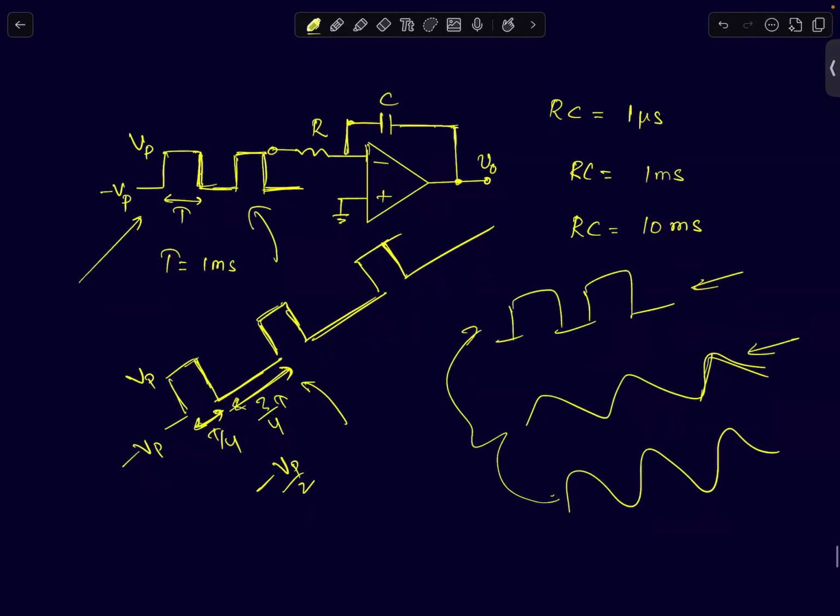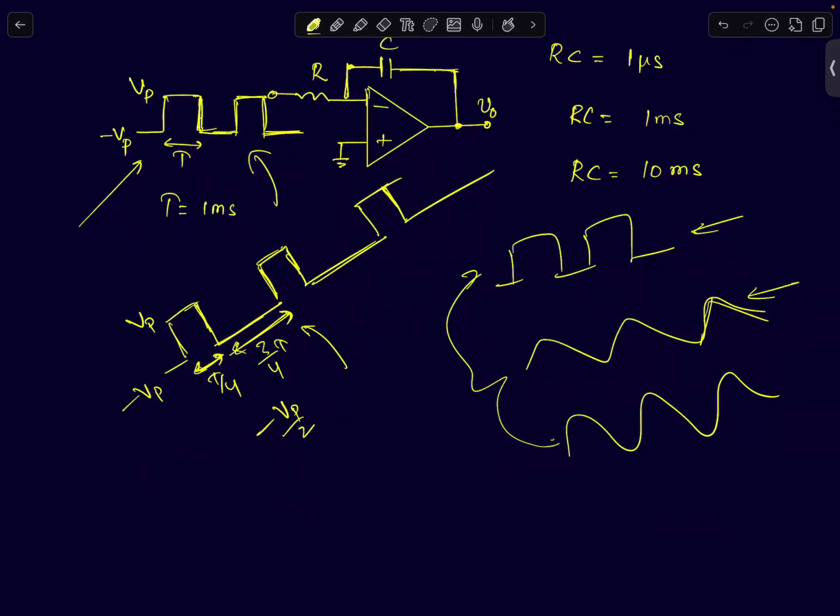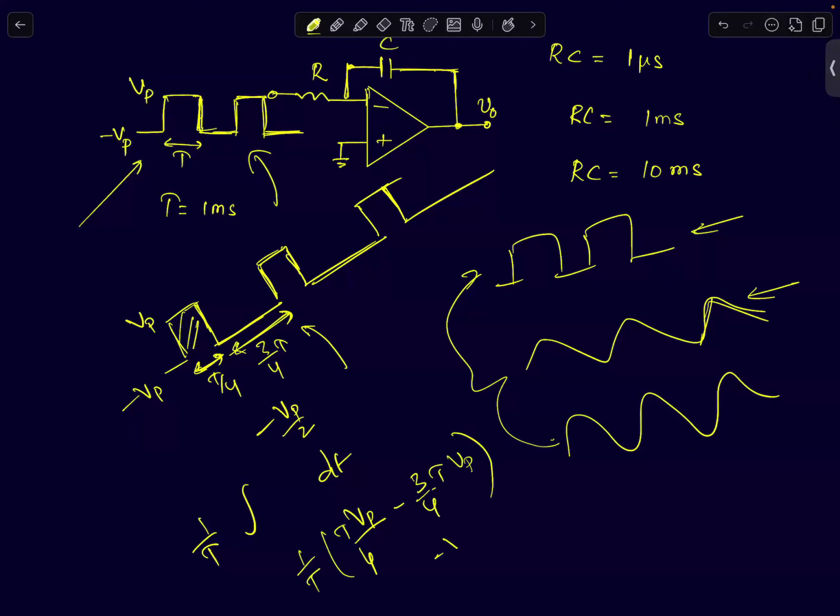So you can write it. How do you find the average value? Find the integral of this waveform over one full cycle, then divide it by the time period. In the positive cycle, it is going to be Vp into T by 4. In the negative cycle, it's going to be minus 3 by 4 T into V peak, the whole multiplied by 1 by T. So you will get minus V peak by 2. So it's a net negative DC.